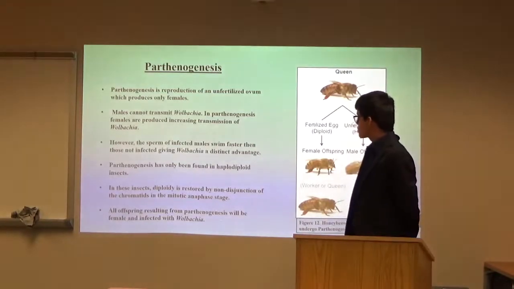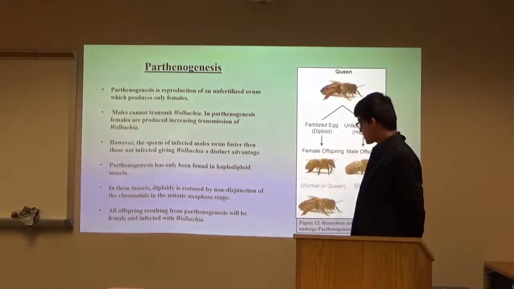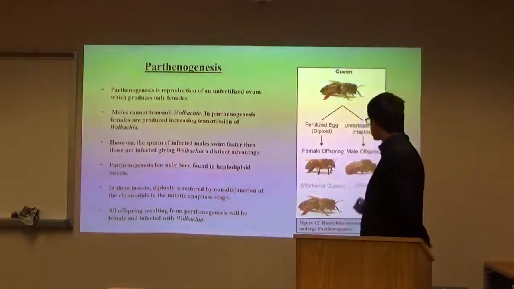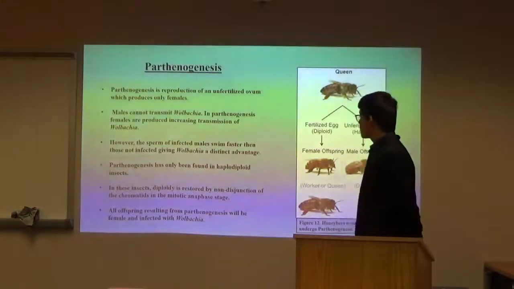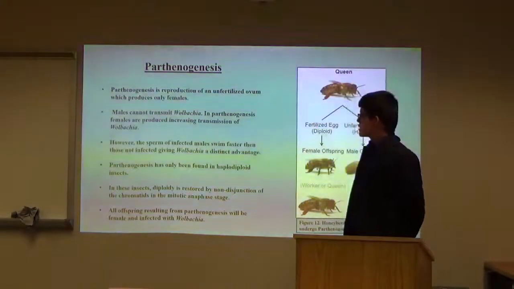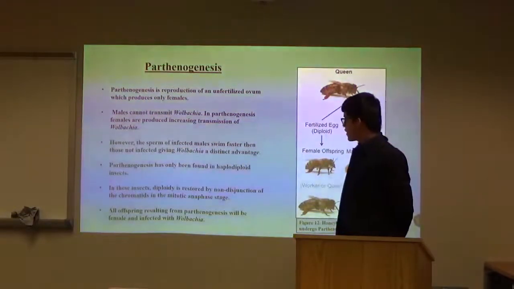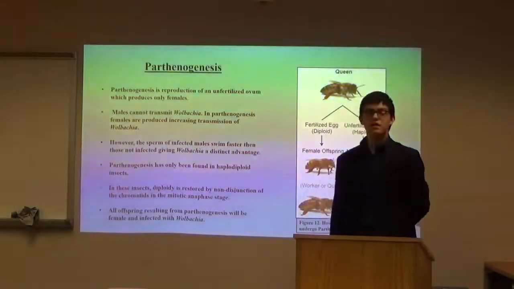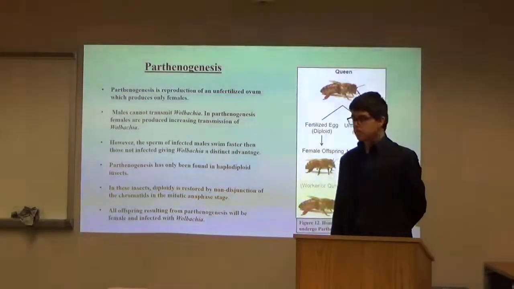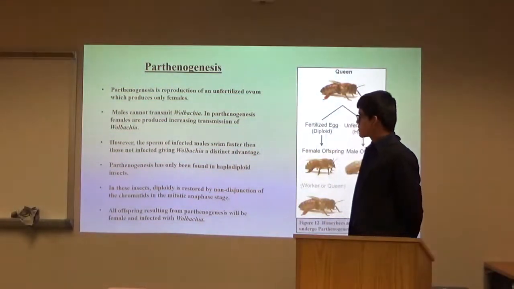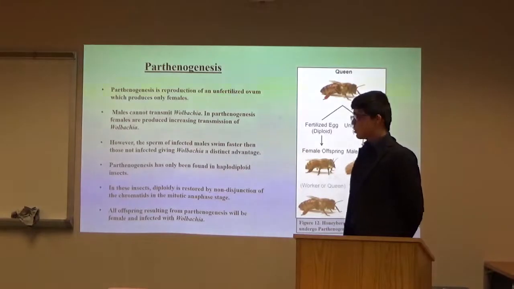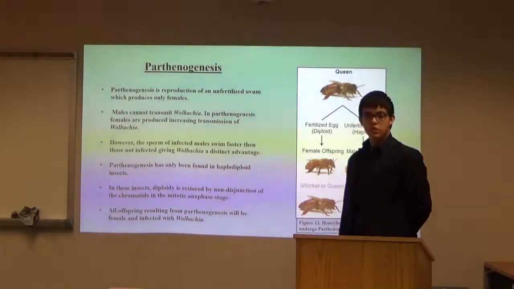Parthenogenesis has only been naturally found in haplodiploid insects, such as the honeybee, as displayed in Figure 12. In these insects, diploidy is restored by non-disjunction of the chromatids in the mitotic anaphase stage. All offspring resulting from parthenogenesis will be female and infected with Wolbachia.